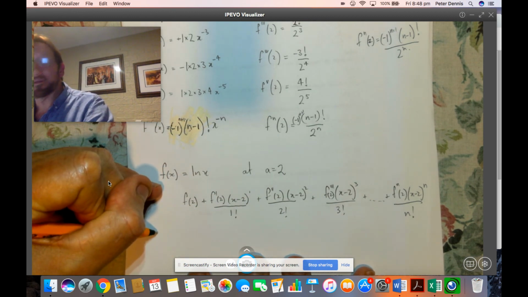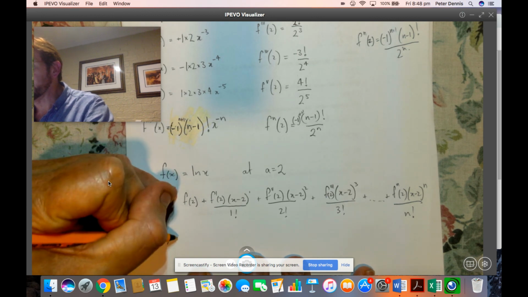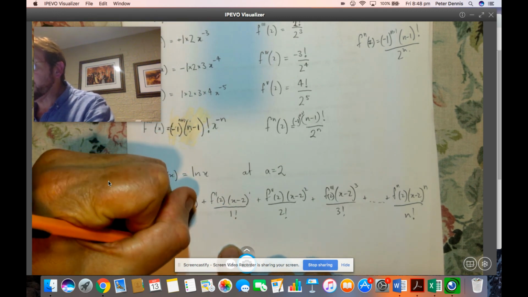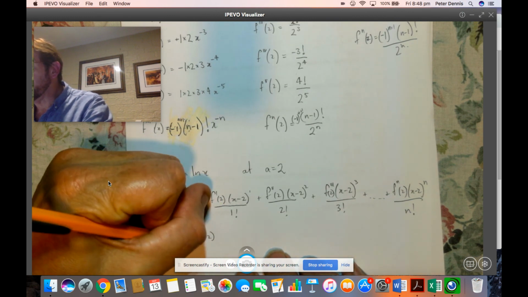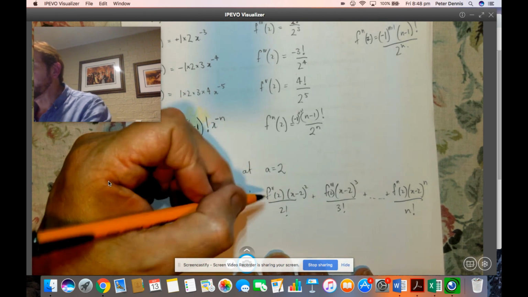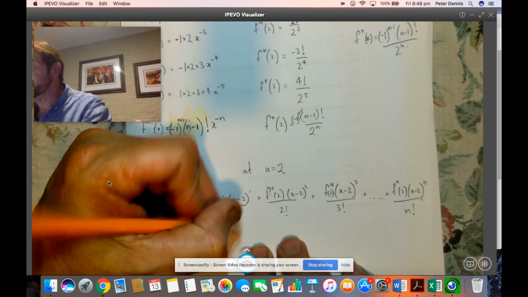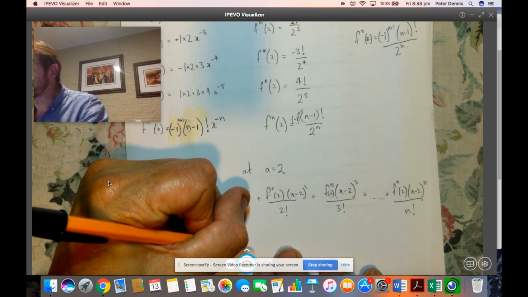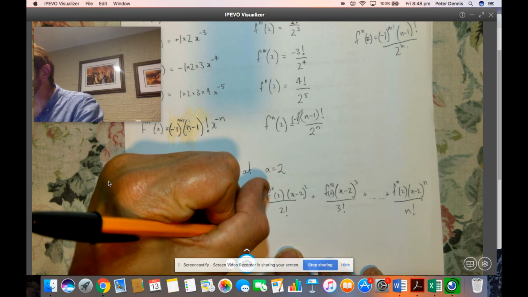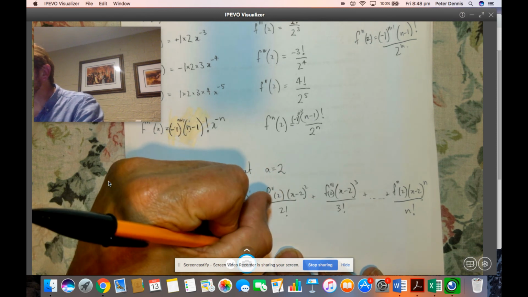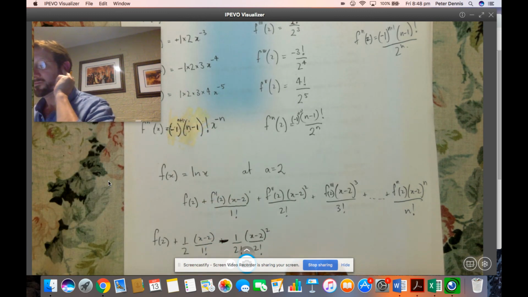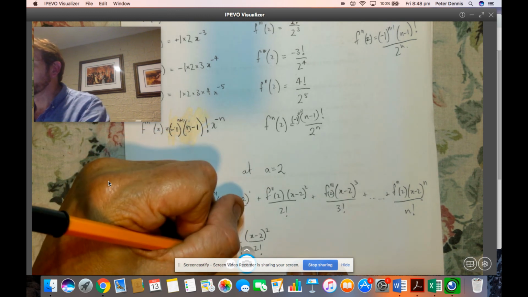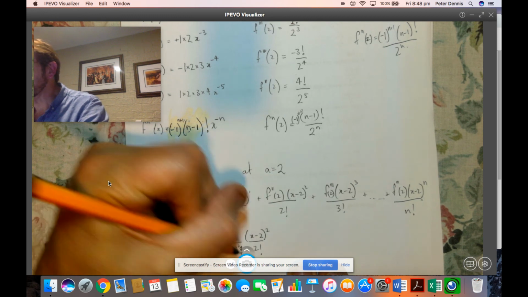So the f of 2 is going to stay as it is. Nothing really happens there. The first derivative was 1 over 2, so this is going to be plus 1 over 2 times x minus 2 over 1 factorial. Plus, this is going to be minus, so we might as well put the minus in straight away. Minus 1 over 2 squared times x minus 2 squared over 2 factorial. Sorry, not 2 factorial, it's 1 over 2 squared.